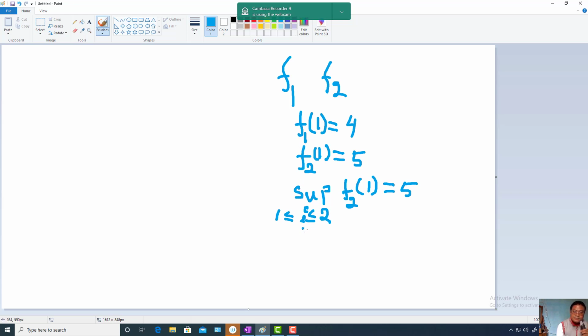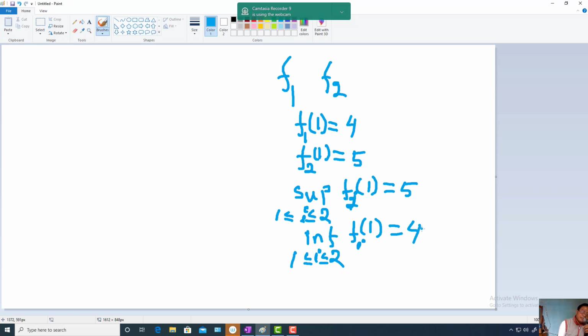Then we define a new function like this: the supremum, i running from 1 to 2, of fi. Here fi at the point 1 is equal to 5. So how about the minimum? You find the minimum here. Infimum of fi, i running from 1 to 2, at the point 1 is equal to, what is the minimum? Minimum is 4.